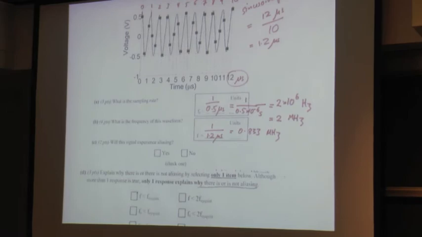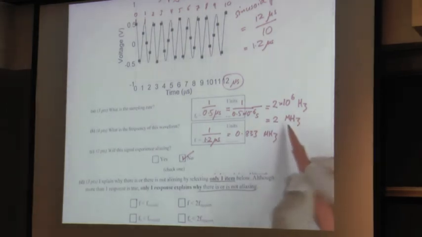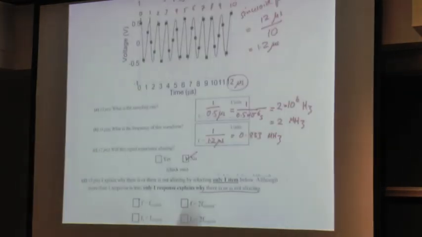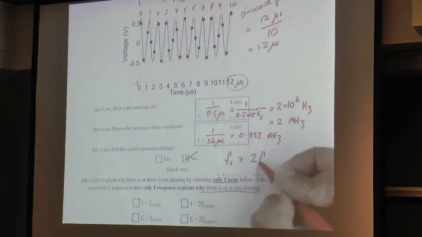So, will this signal experience aliasing? I see a lot of people say no, and that's correct. No aliasing, and why is that for those people who said no? Yes. The sampling rate is more than the Nyquist sampling rate, which is twice the frequency. The sampling rate, which is 2 megahertz, that's f sub s, is more than twice the f. 2 megahertz is bigger than twice 0.833 megahertz. So the reason is fs is greater than 2f, right?